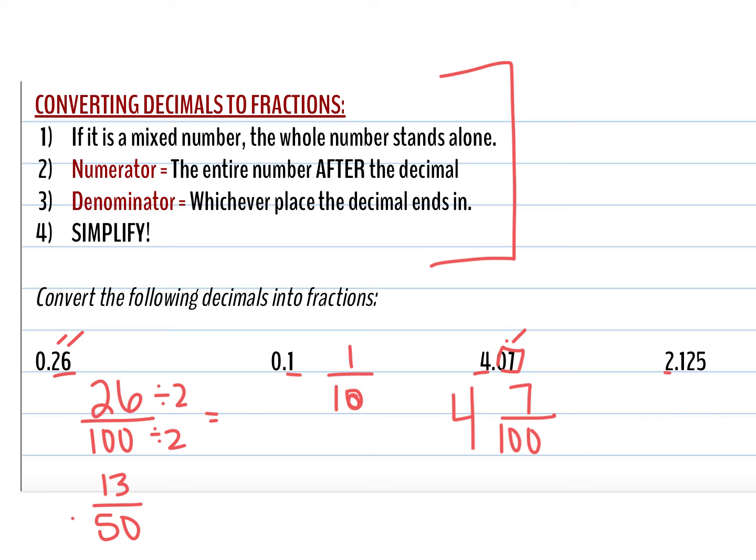And the last one, our whole number is anything in front of the decimal. Everything after the decimal becomes your numerator. Tenths, hundredths, thousandths goes on the bottom. Okay. Now to simplify that, I can divide. You could start with 5, 25. I'm going to divide them both by 125. And again, I'm going to show you also how you can use your calculator to help you simplify. But that would become 1 over 8 in simplest form.